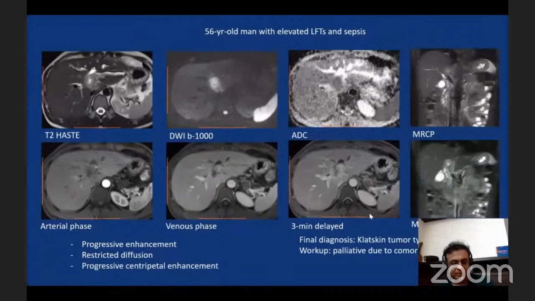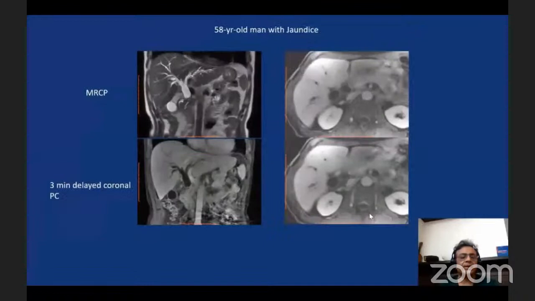In this patient, surgery was not performed. Palliative treatment was given, due to presence of comorbidity. So this is how a Klatskin tumor looked like. Now we move on to a common scenario that we face in our clinical practice: biliary stricture. Especially the extrahepatic bile duct stricture.